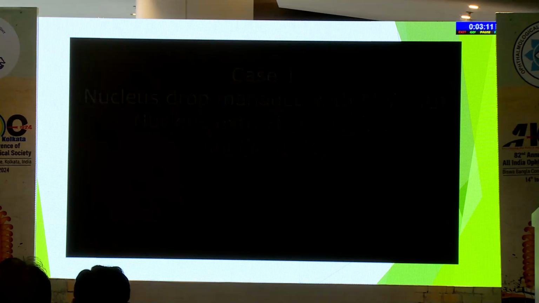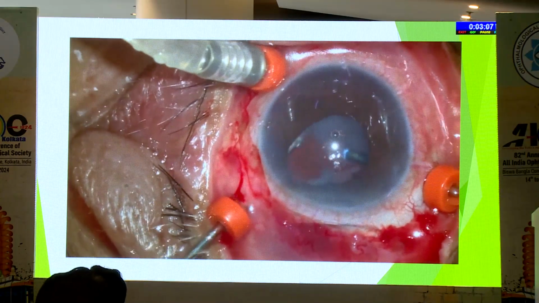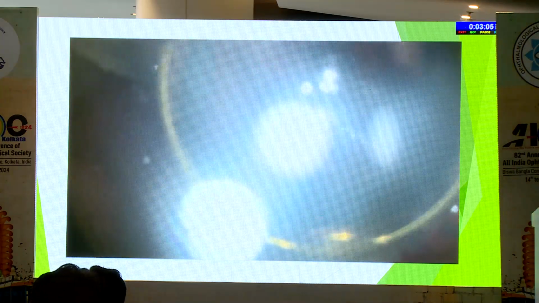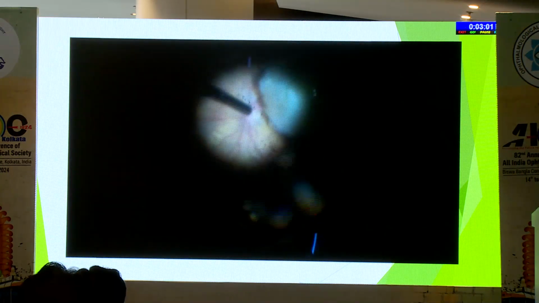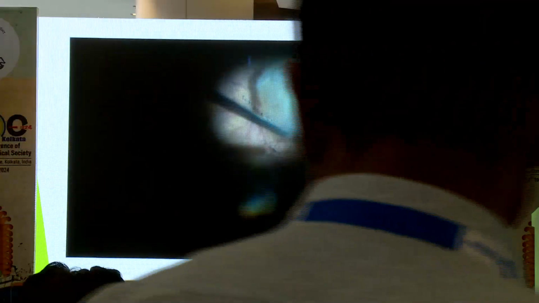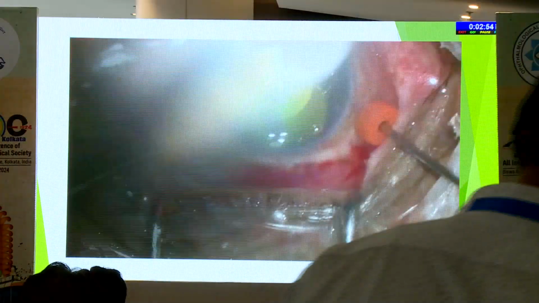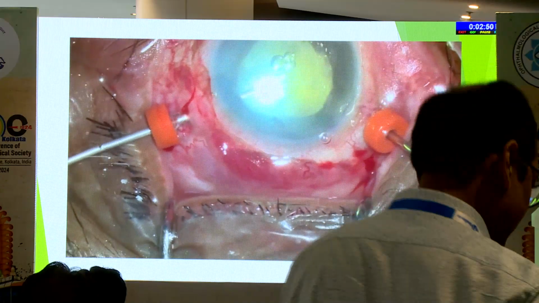There was a nucleus drop, and a conventional pars plana 3-port 23 gauge vitrectomy is being performed here. The whole nucleus is inside the vitreous, lying on the retina. So a good vitrectomy should be done before taking out your nucleus. It should be free of the vitreous. No pulling of the vitreous should be there.